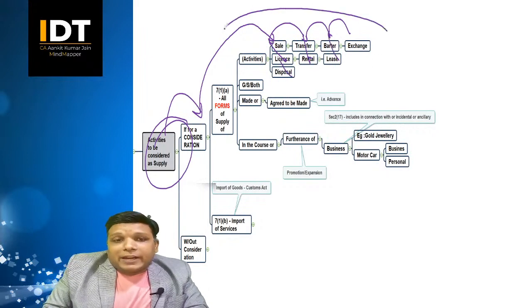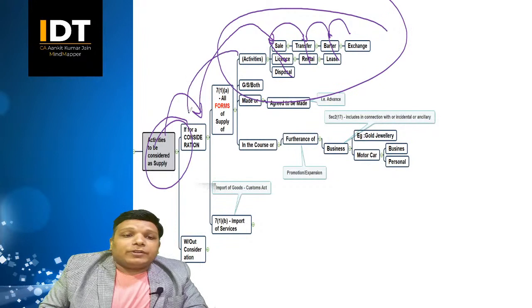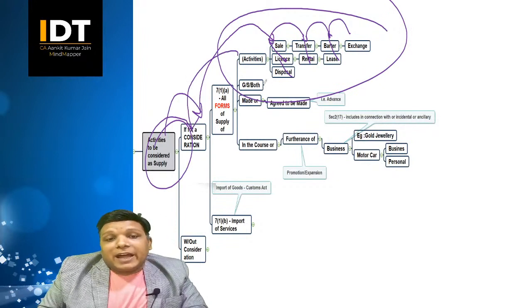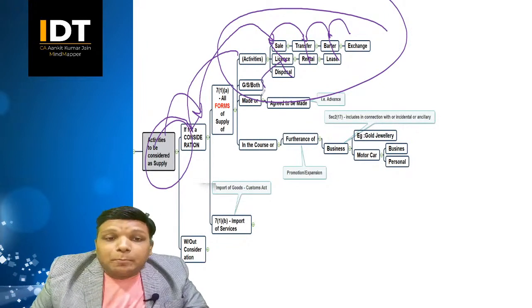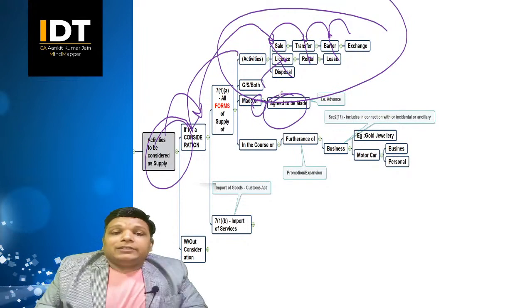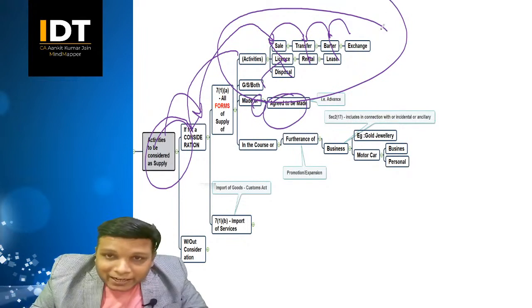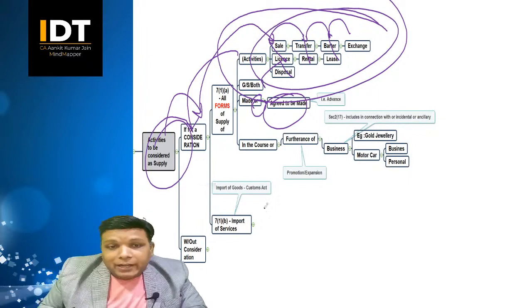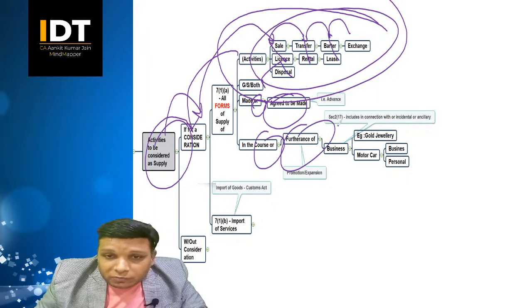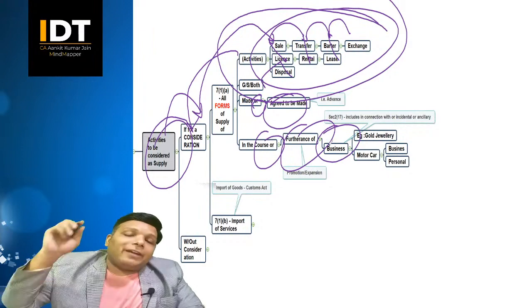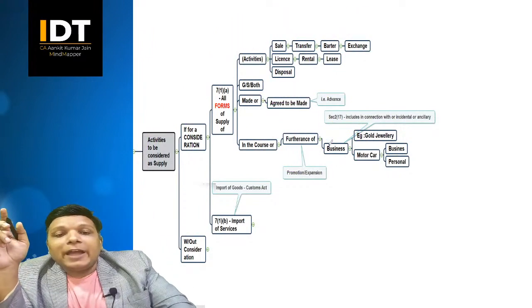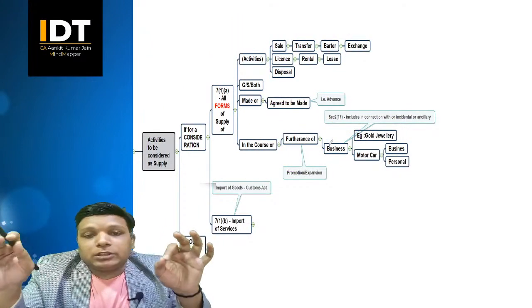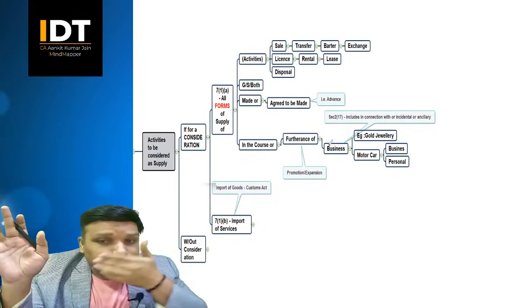So if any of the activities is happening for which you have received the consideration, that can be for goods and services or both, made or agreed to be made, right? That means this activity can either be made instantly or agreed to be made, right? In the course or furtherance of business, then only that will be included in the scope of supply. Otherwise, it is not included in the scope of supply. Is it clear to you guys?